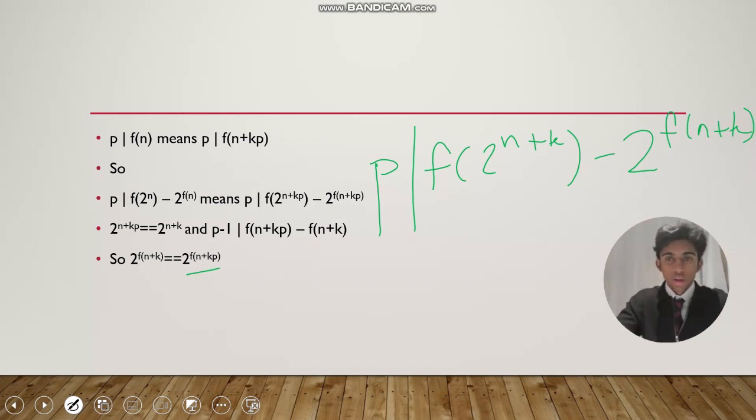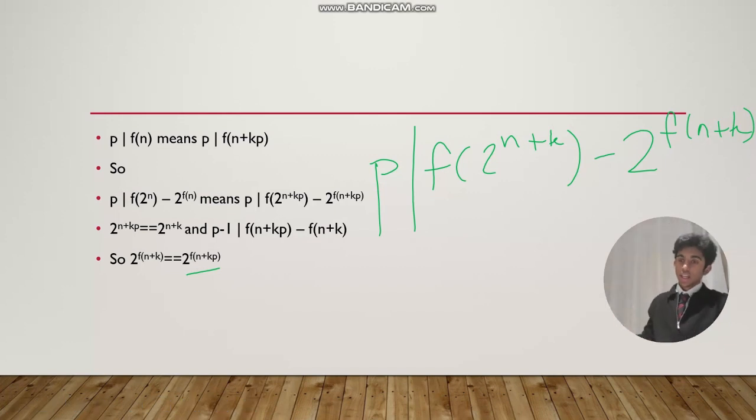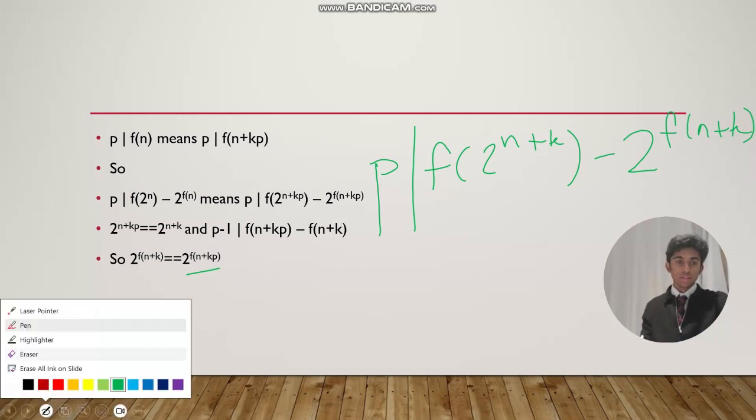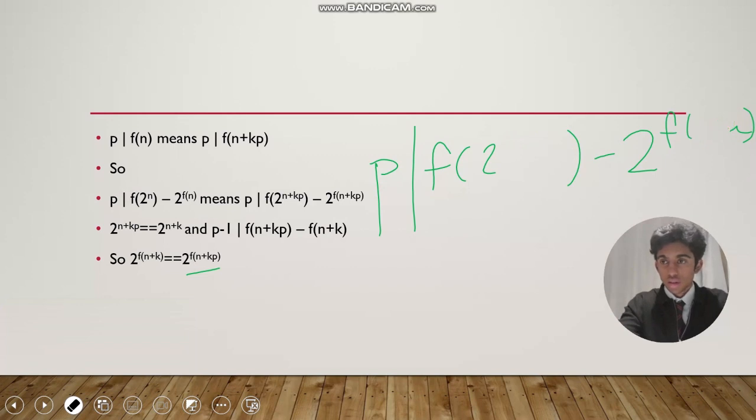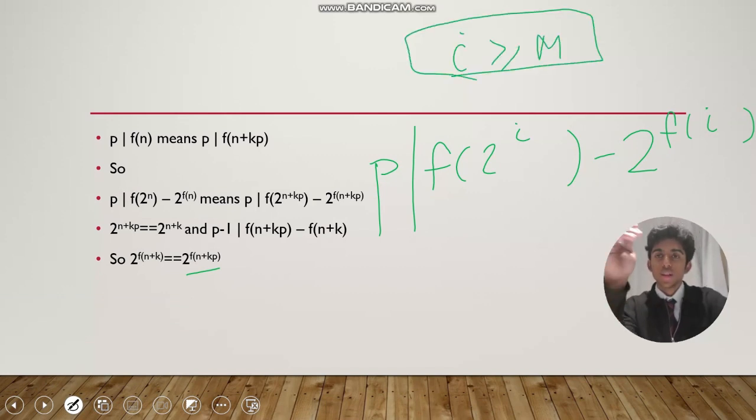Or in other words, we can just replace m plus k, since remember k can be negative, with, give it time, guys, give it time, with some number I. Obviously, I has to be more than or equal to m. Okay.